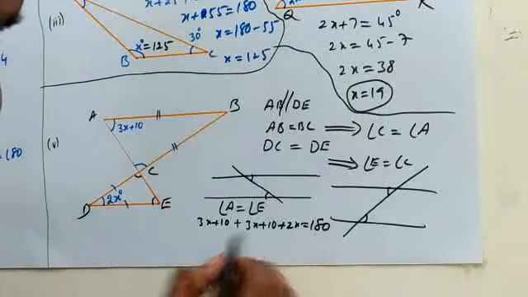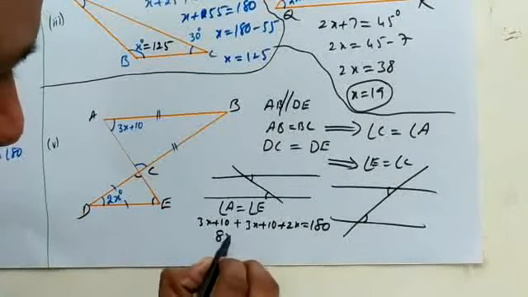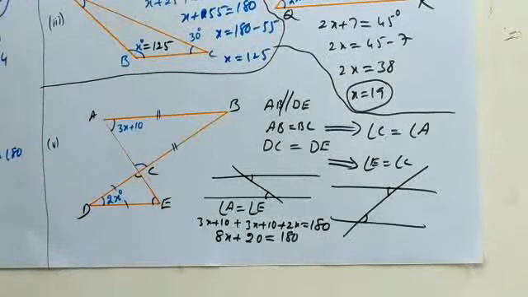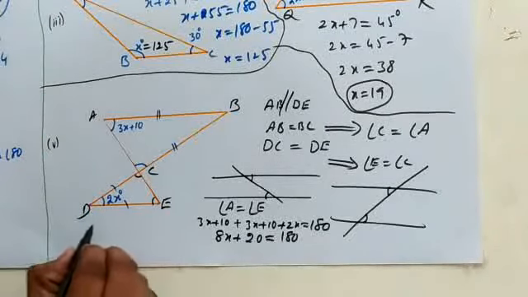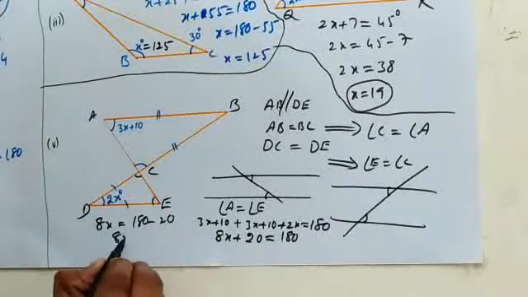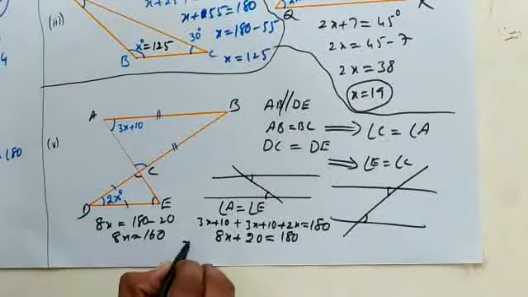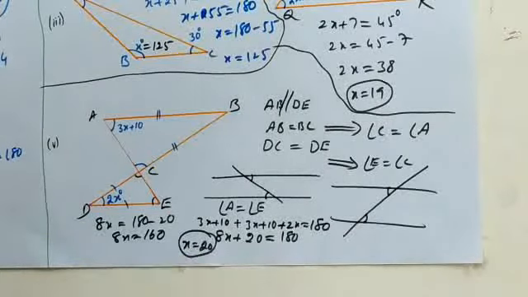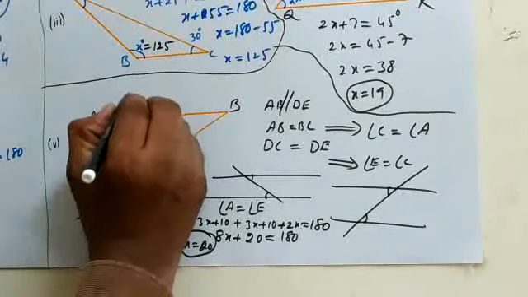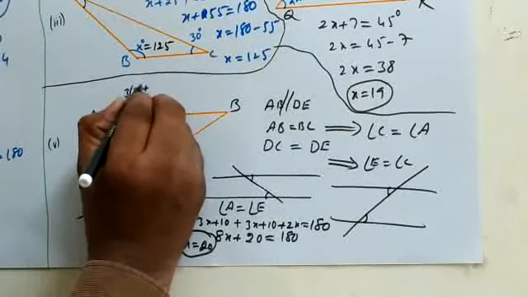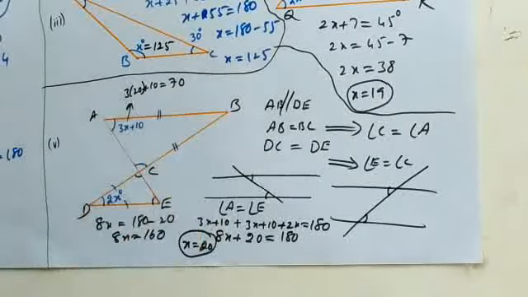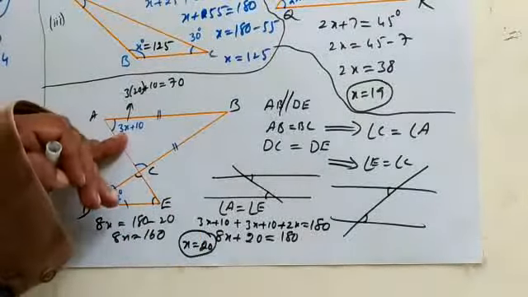Therefore, 8x plus 20 is equal to 180. Therefore, 8x is equal to 180 minus 20, so 8x is equal to 160. Therefore, x is equal to 20. This means 3 into 20 plus 10, that is equal to 70.